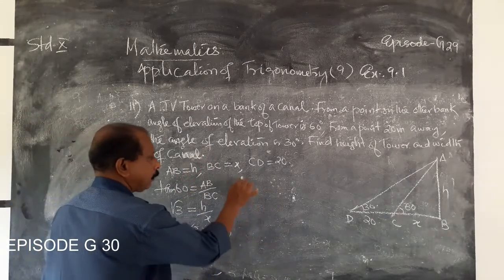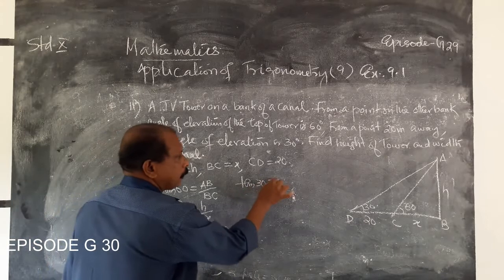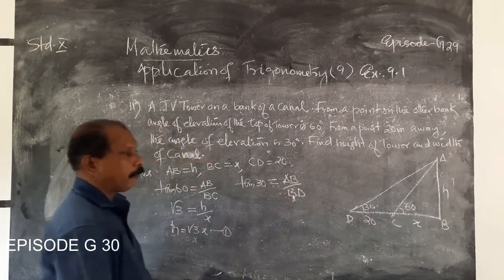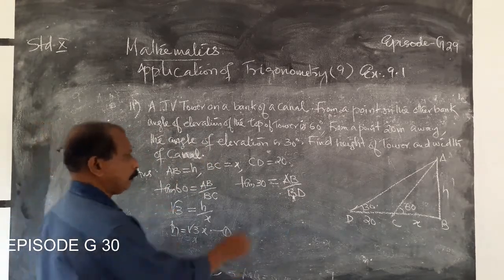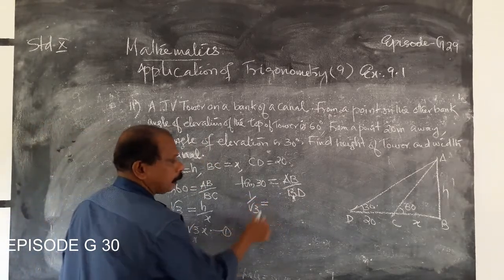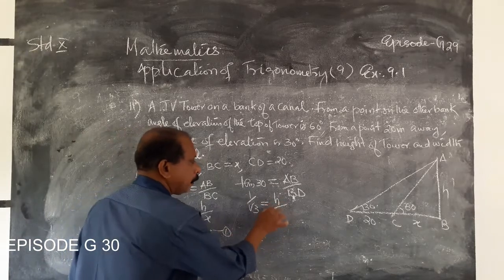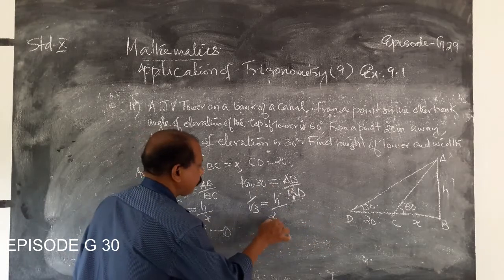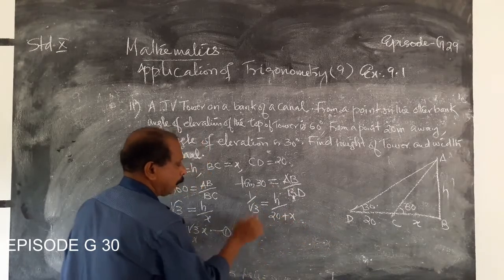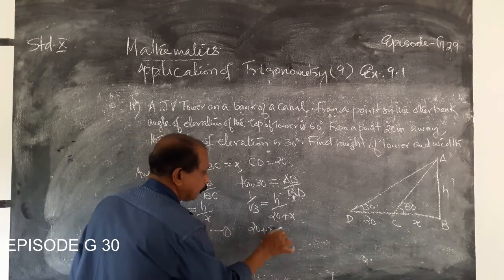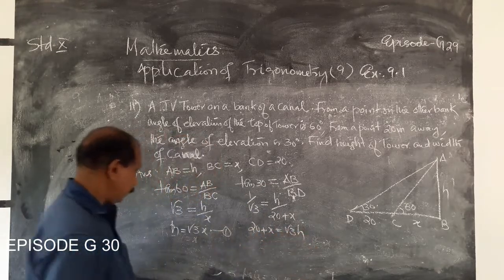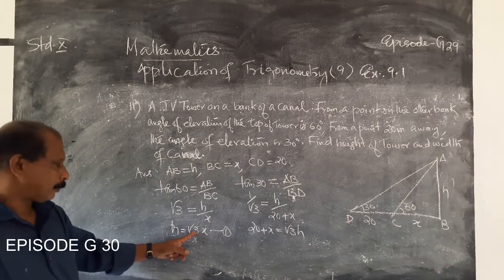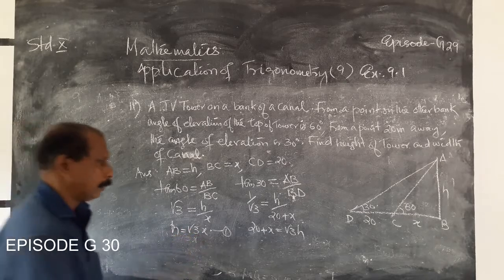Tan 30 is equal to AB by BD. What is tan 30? 1 by root 3 is equal to AB by BD. What is AB? It is h. BD is 20 plus x. Cross multiplication, 20 plus x is equal to root 3 h. Then what is h? Root 3 x.